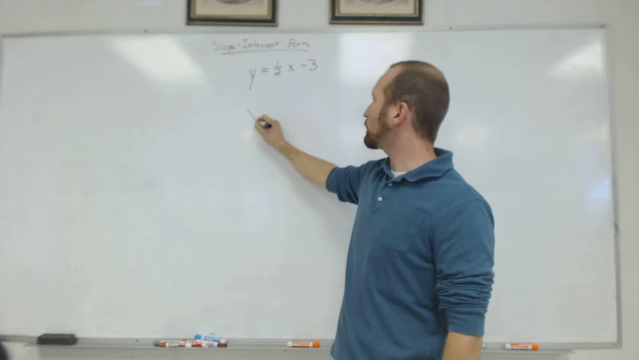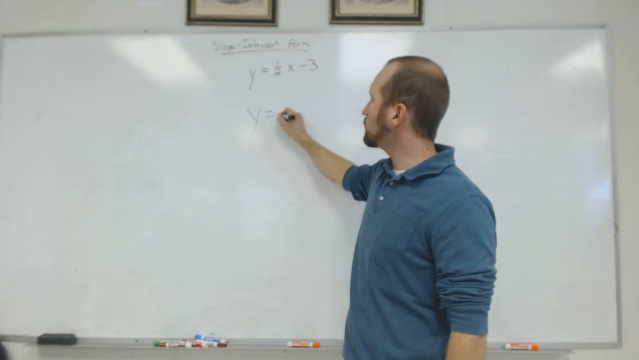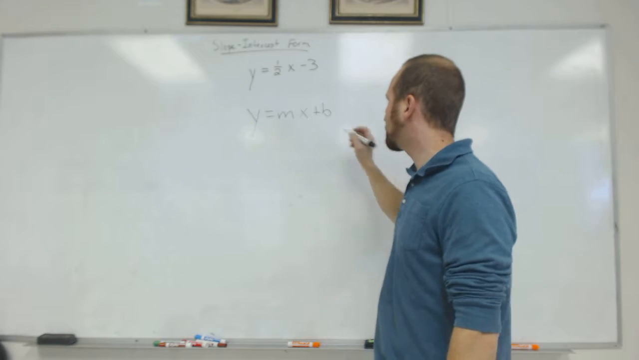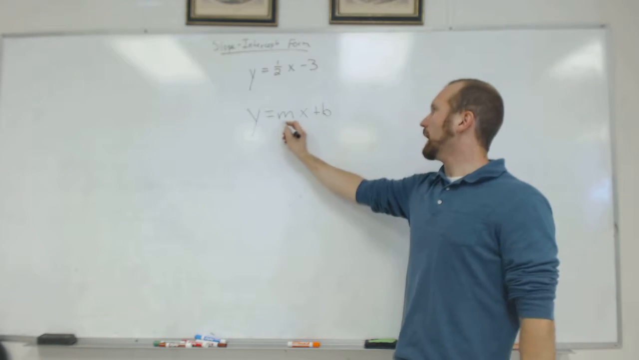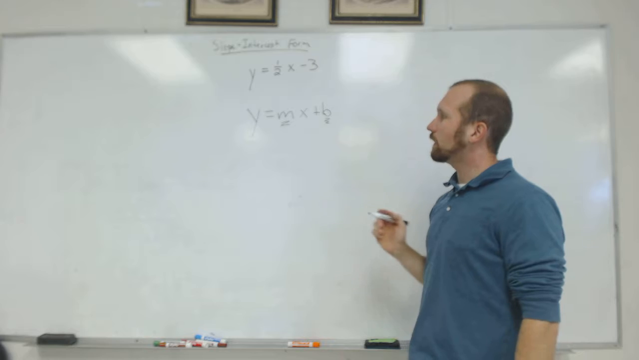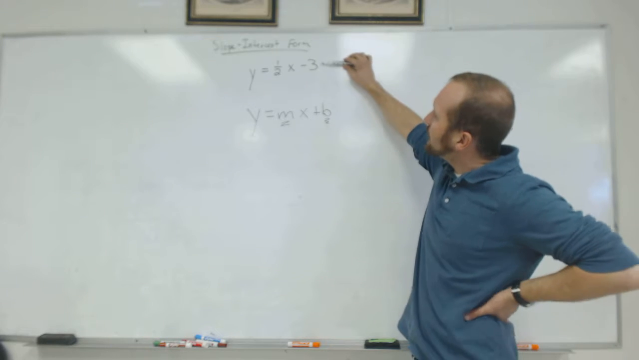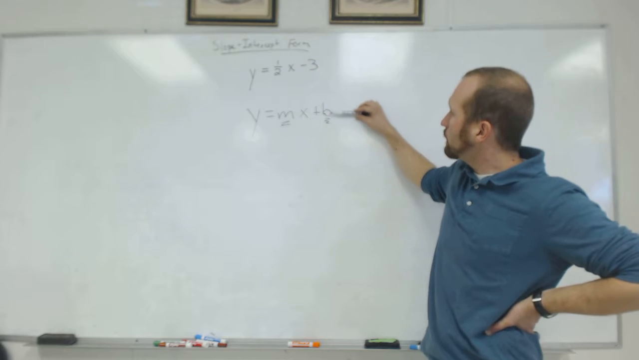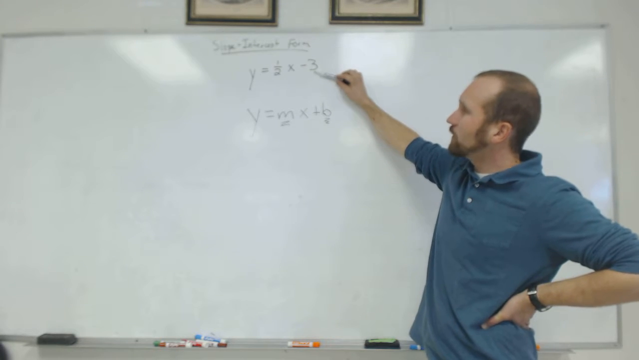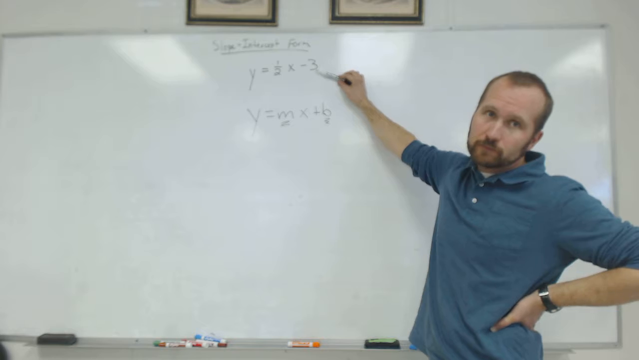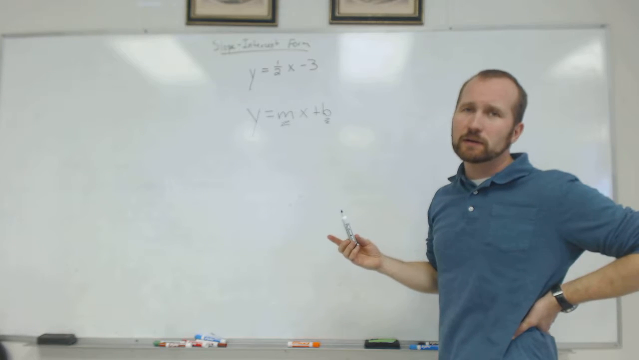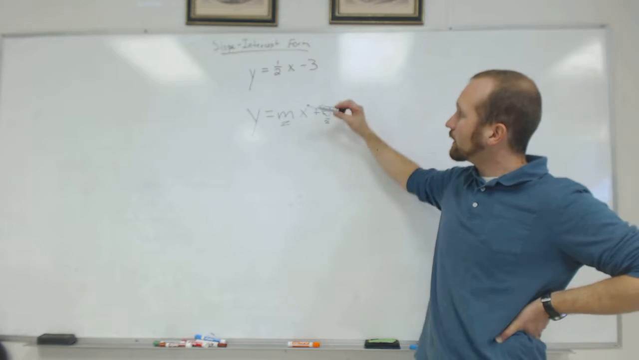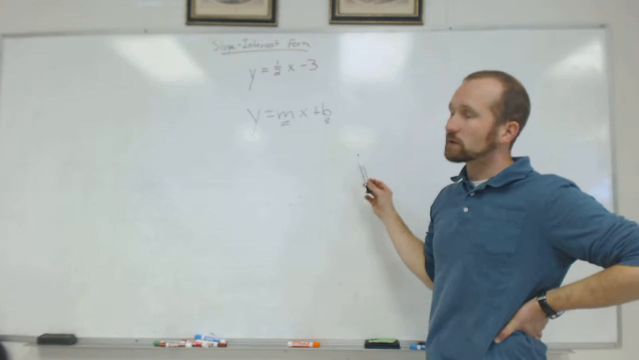Slope-intercept form in general is written as y equals mx plus b, where m and b are numbers. So in this example, m is 1/2 and b is -3. But it turns out there are a lot of patterns when you write an equation in slope-intercept form.